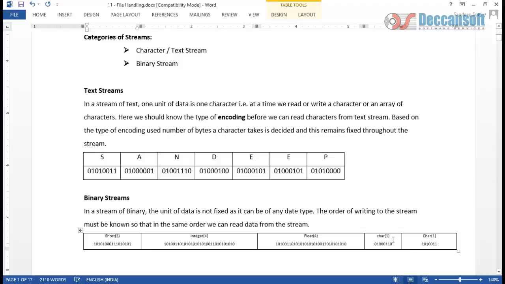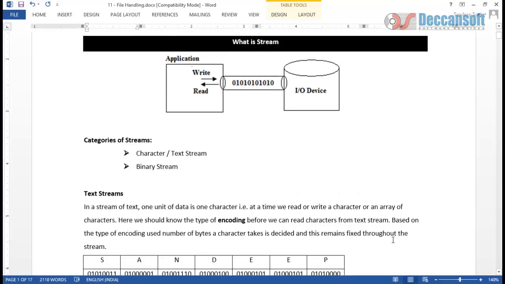So with this knowledge of streams, in the next chapter we will try to understand how to open a file, how to close a file, and of course most important, how to write to a file and read from a file.